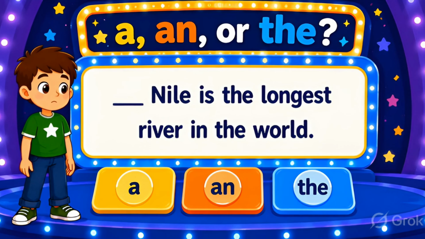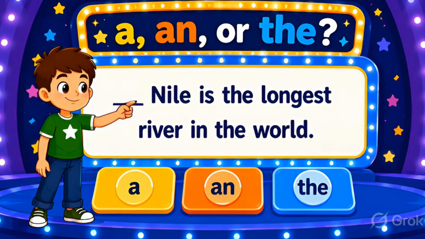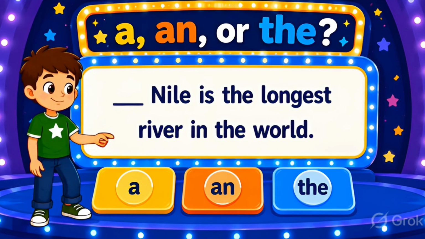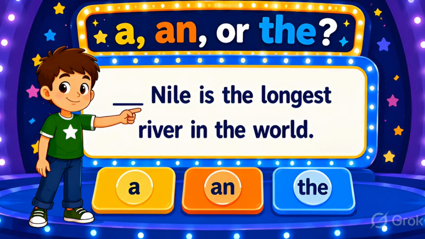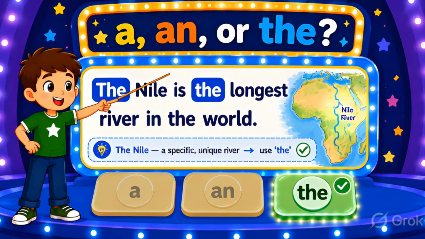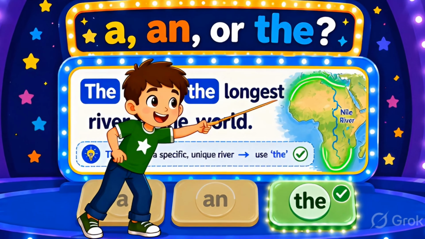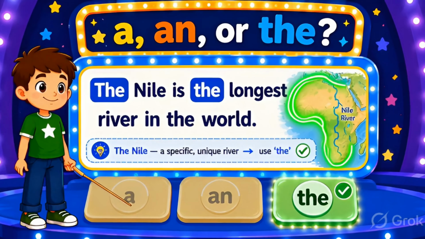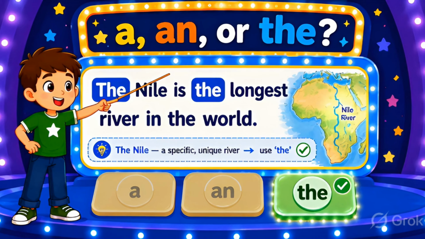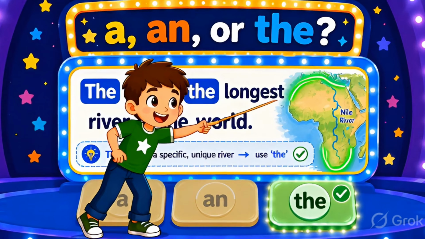Next: blank Nile is the longest river in the world. Which article completes the sentence? Think, is the Nile general or specific? The Nile. There is only one Nile River. It's specific and unique. We always use the with names of rivers, mountain ranges, and oceans. The Nile, the Himalayas, the Pacific.